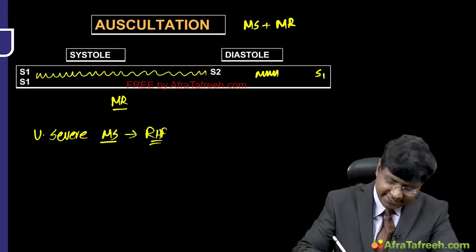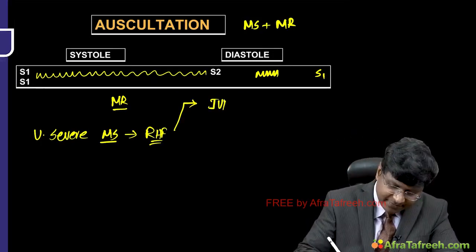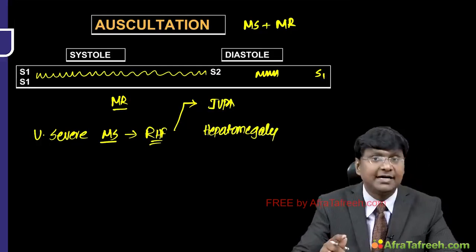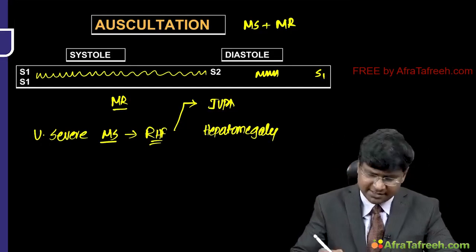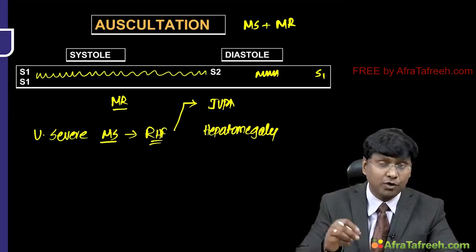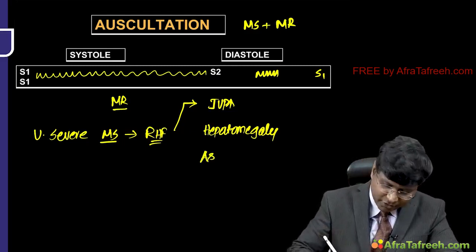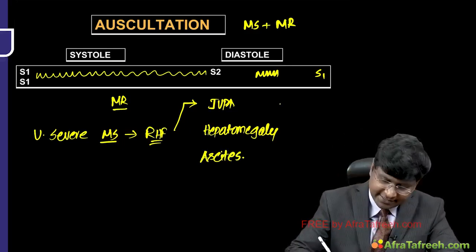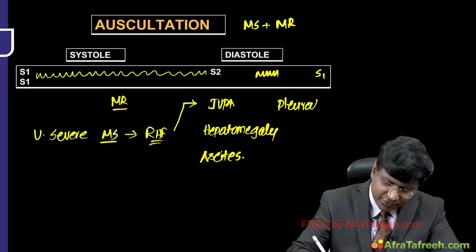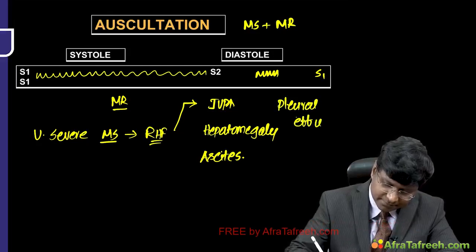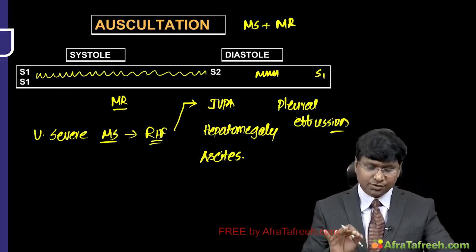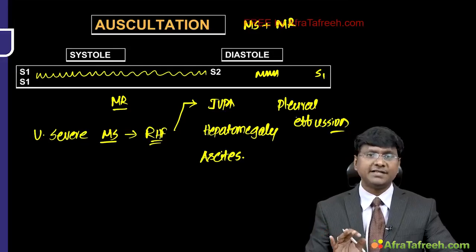What are the features of right heart failure? That is, the JVP will be elevated. Then, how will the liver be in these individuals? There will be development of hepatomegaly, and that too a tender hepatomegaly. And in these patients, because of the development of portal hypertension, there will also be development of ascites, and there will also be development of pleural effusion. Okay, so these are the features of right heart failure.